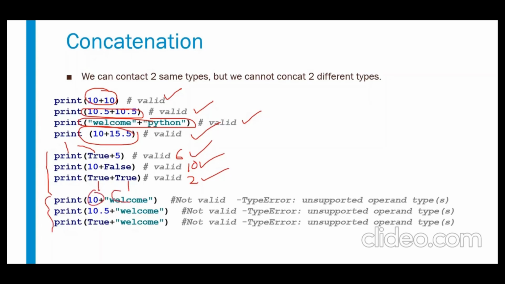And these are invalid statements. This is a number and this is a string, so it throws a not valid error. And 10.5 and a string value: this is a decimal number and this is a string, again invalid. And the last one, true and welcome. True means 1, and welcome is a string type, so we cannot concatenate those two, so this will also throw a type error. Okay, so this is all about concatenation in Python.